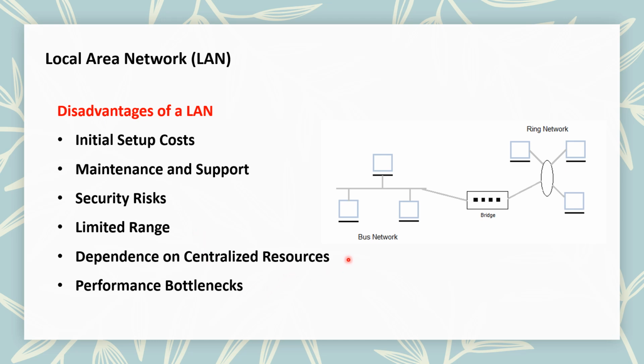Dependency on centralized resources. In a LAN, critical resources such as servers, printers, and data storage are often centralized. If the central server or another key component fails, it can disrupt the entire network and prevent users from accessing shared resources. Performance bottlenecks. As more devices and users are added to a local area network, the network can become congested, leading to slower data transfer rates and reduced performance.